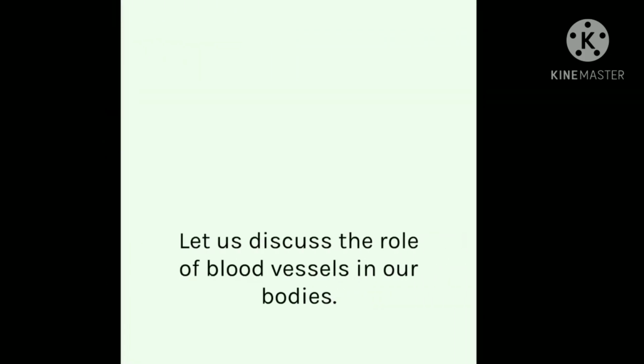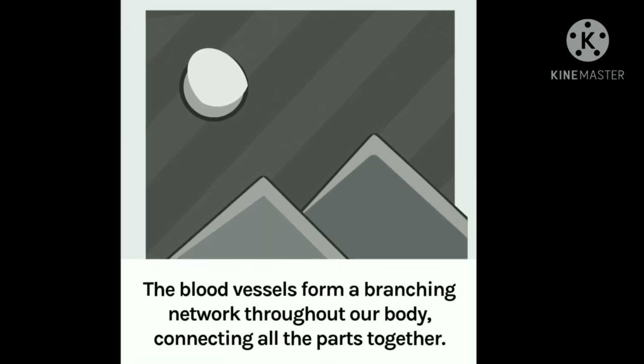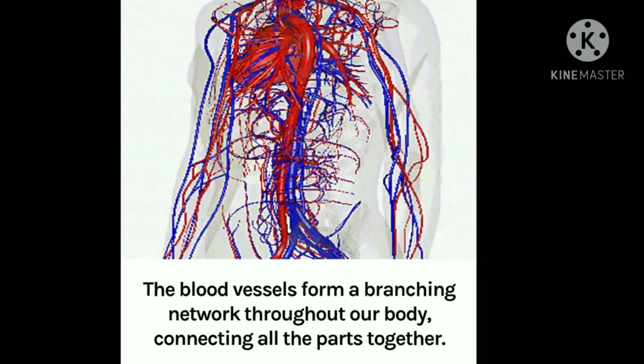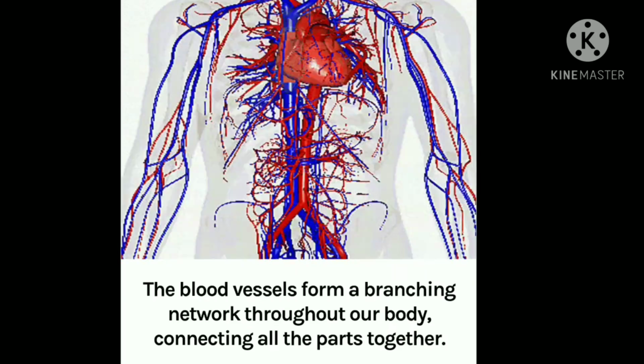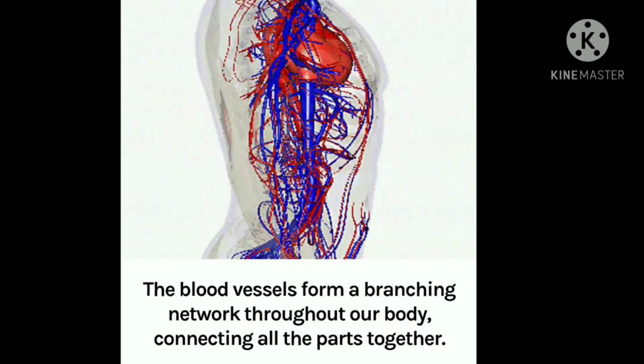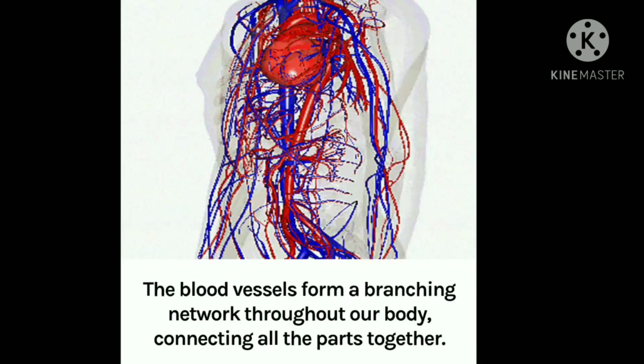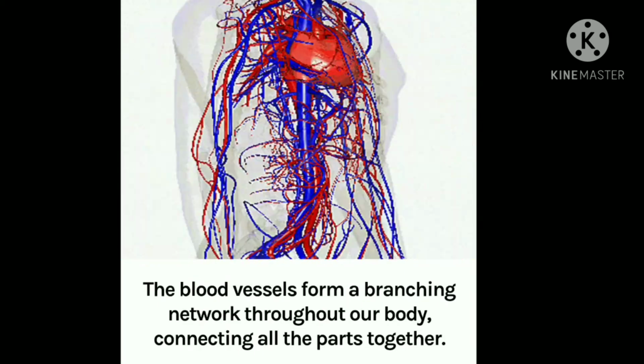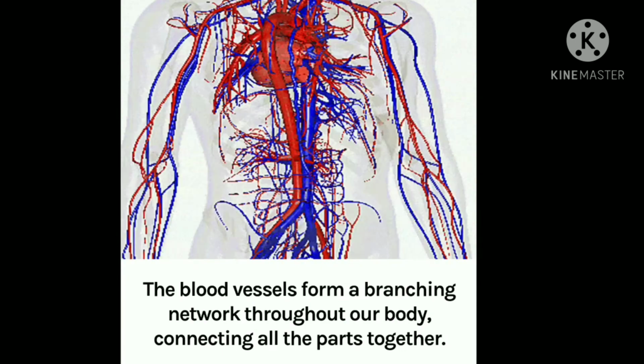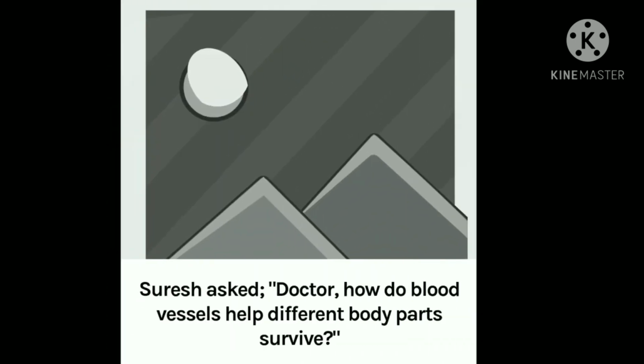Now let us discuss the role of the blood vessels in our bodies. The blood vessels form a branching network throughout our body, connecting all the parts together. Here you are able to see how all these blood vessels are connected. They are a very branched network. Many small veins as well as capillaries are there all over our body.